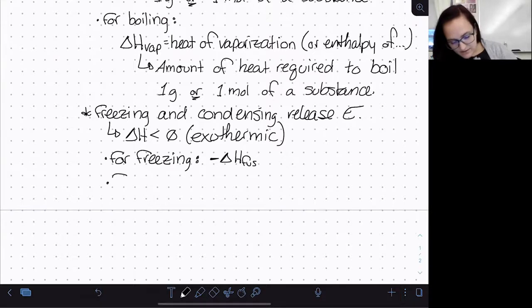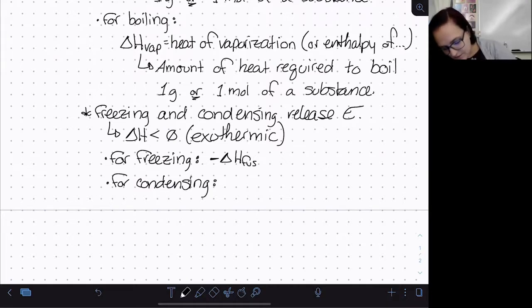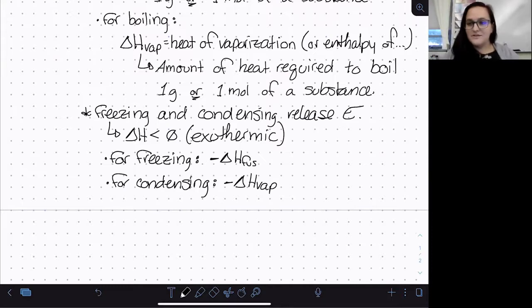And same idea for condensing. We just take the heat of vaporization, the one for boiling, and toss a negative sign in front of that.